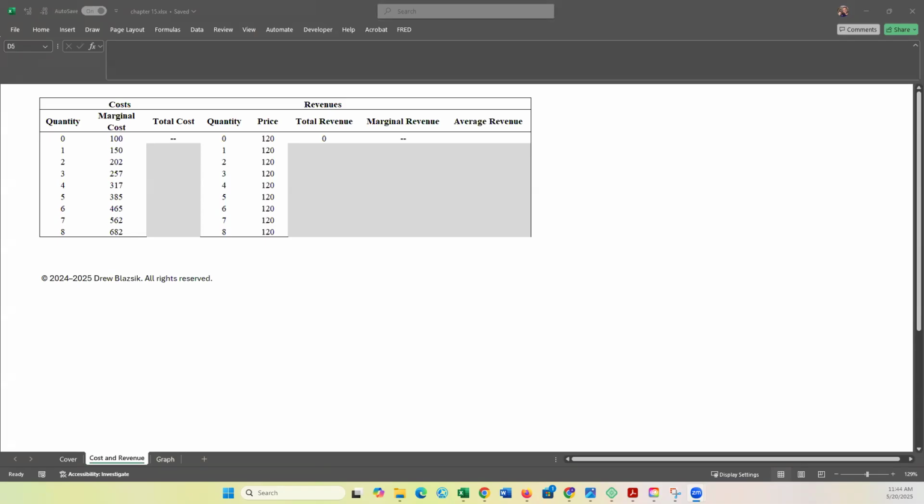We are on chapter 15. We're going to talk about revenue and some other cost aspects to it, and then we're going to look at a couple of graphs. Again, the Excel file is right below. Download it, please, and you want to upload it once you're completed.